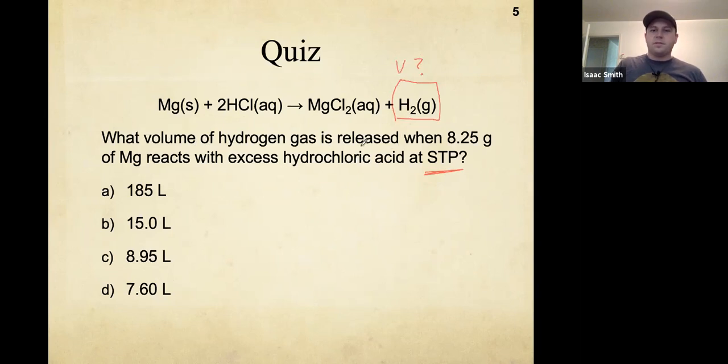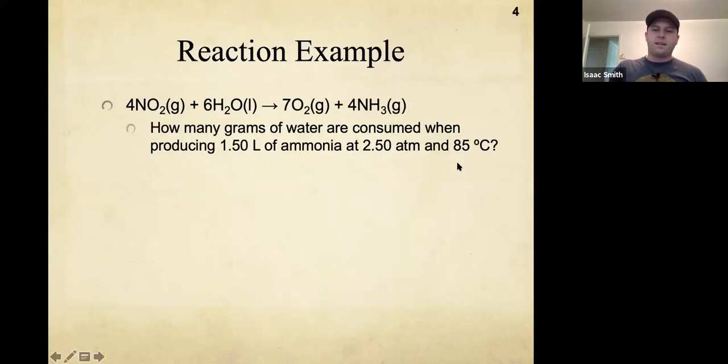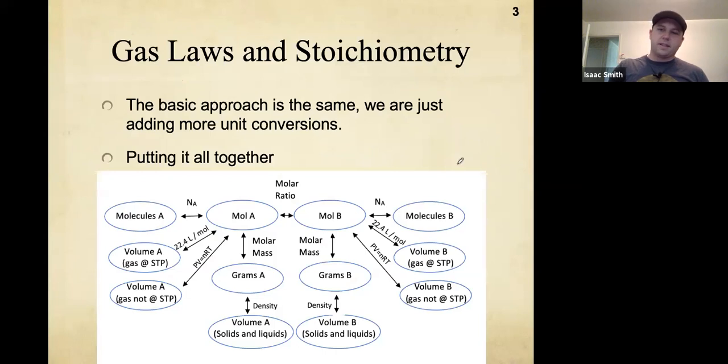What's the volume when 8.25 grams of magnesium reacts with excess hydrochloric acid? So this is going to be our A, and this volume over here is going to be our B. Okay, we're starting with grams of A, and we're moving to volume of B, and we know we're at STP. So if we looked at the map, sorry, it's too big to put on every slide.